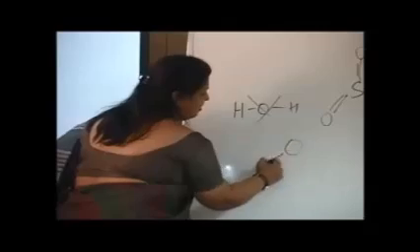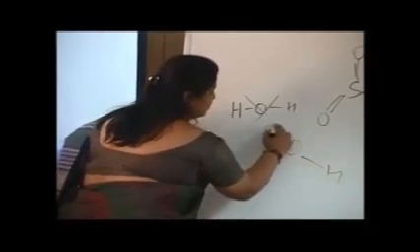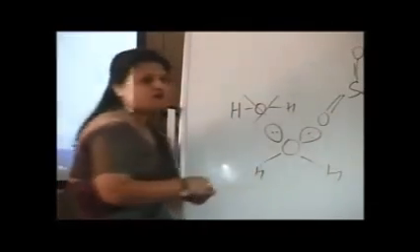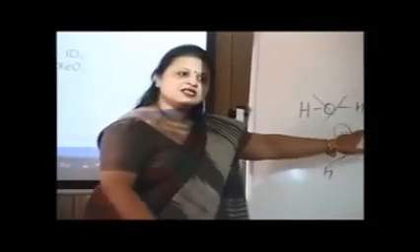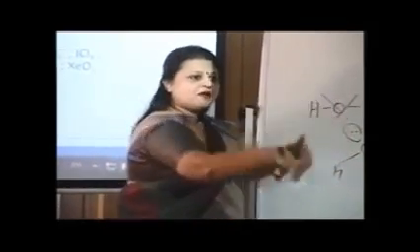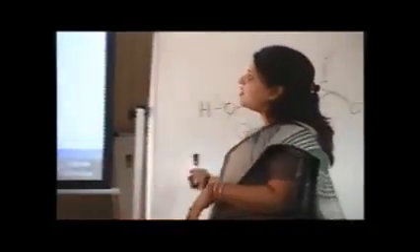But it is not like this. It is a bent molecule. Why? Because of the lone pair. Because this lone pair repulsion is high, it makes this bond bent, and hence it is not linear but a bent molecule.